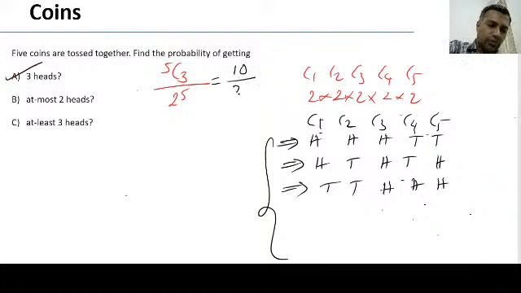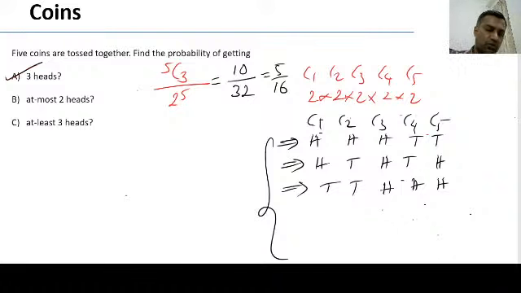Totally how many outcomes do you have? 32. 10 out of 32 is how much? 5 divided by 16. That's your answer. If 5 coins are tossed together, the probability of getting exactly 3 heads is nothing but 5 out of 16. That is the chance. Great. Let's go to the second one now.